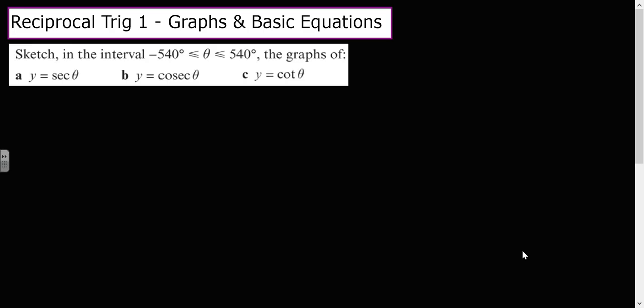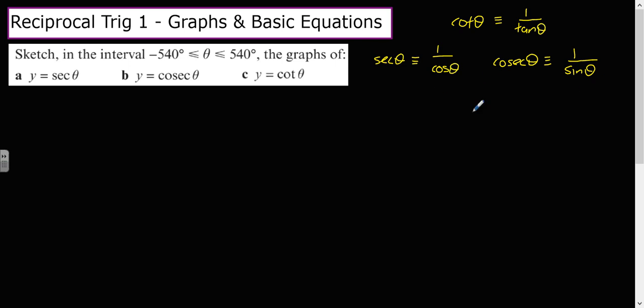So reciprocal trig functions are sec, cosec, and cot. And what you saw in the learning pack is that sec theta is 1 over cos theta. You saw that cosec theta is 1 over sine theta. And you saw that cot theta was 1 over tan theta. Now we use these relationships to sketch these graphs.